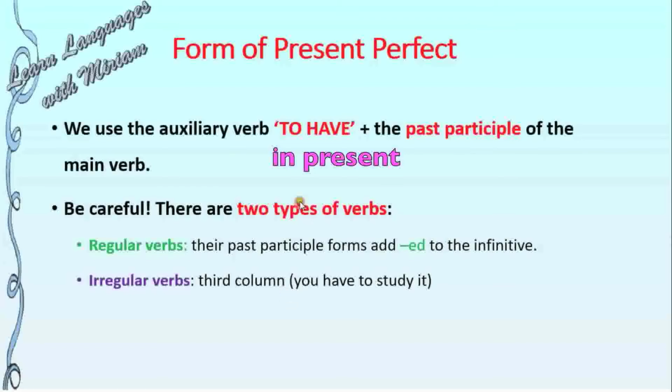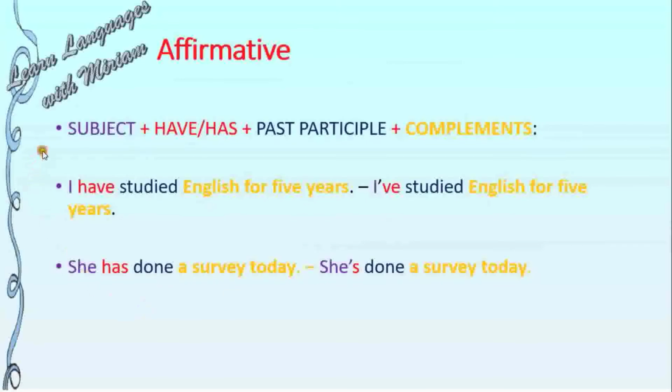So pay attention. We use the auxiliary verb to have in the present and the past participle of the main verb. If the verb is regular, we add ed. If not, we take the third column. In the affirmative, what is the order? First subject, then have or has, then past participle, and complements. Example, I have studied English for 5 years. Or, I've studied English for 5 years.